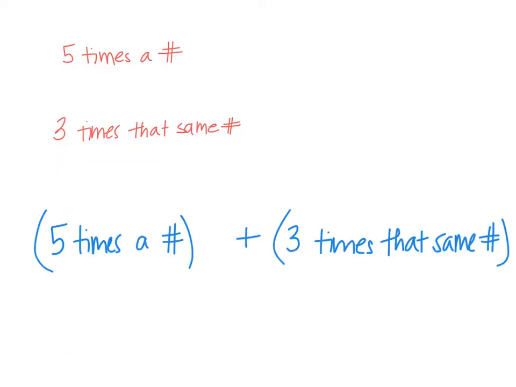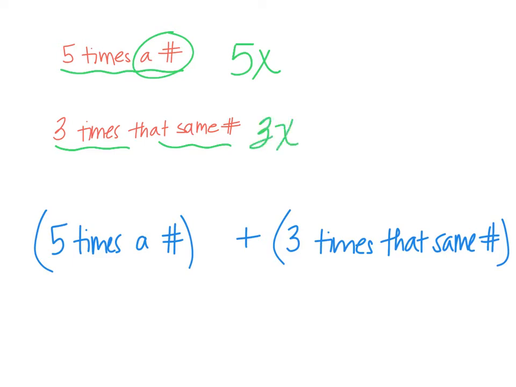All right, one more quick thing before we get into adding with scientific notation. I want to show you why this works first. So let's say I give you this sentence right here, 5 times a number. Well, I don't know the number. I'm going to call it x. So that would be 5x. And then if I said 3 times that same number, it would have to be 3x.